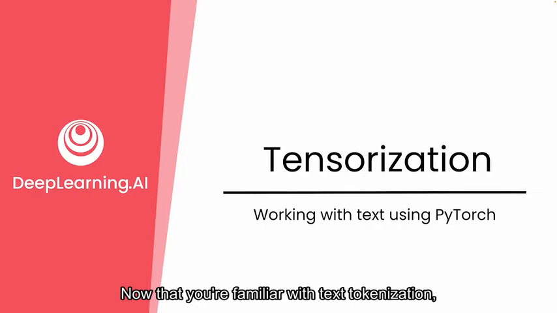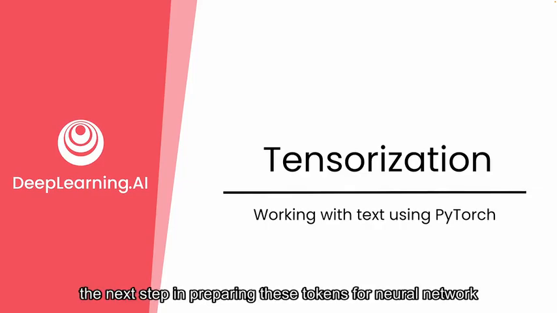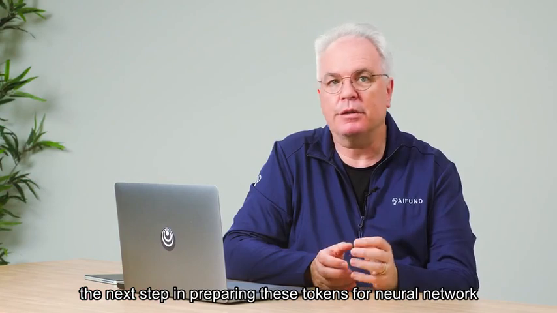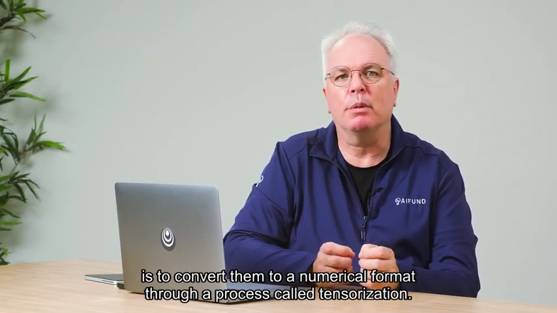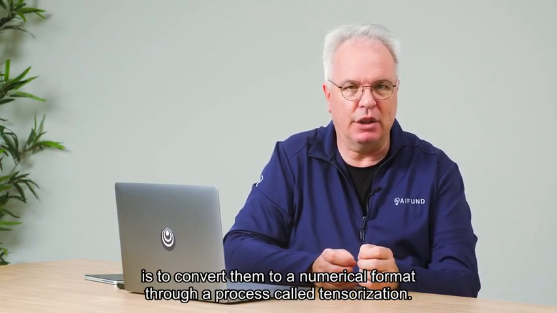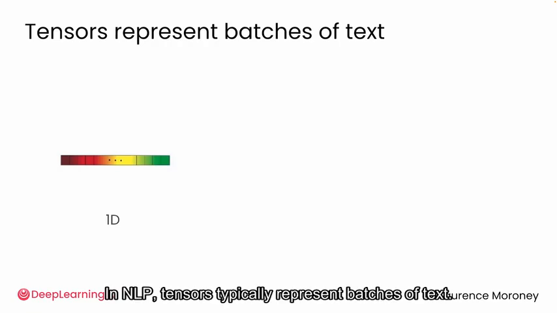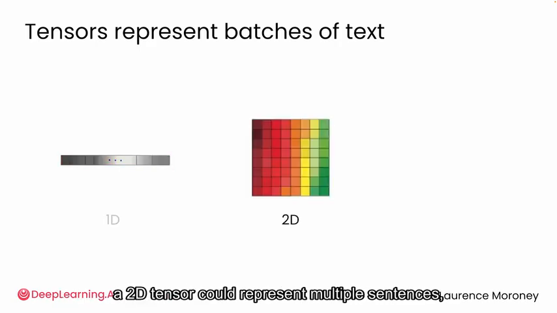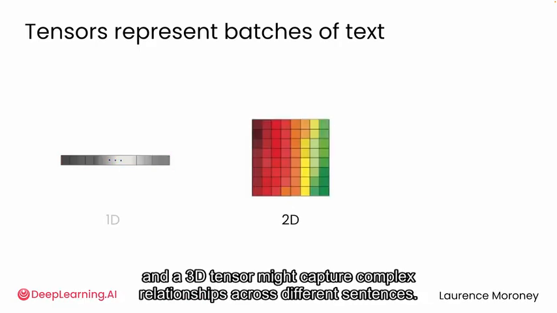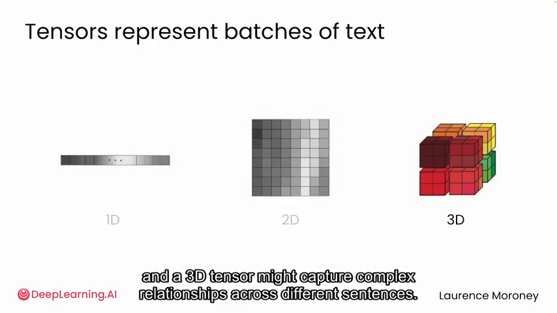Now that you're familiar with text tokenization, the next step in preparing these tokens for a neural network is to convert them to a numerical format through a process called tensorization. In NLP, tensors typically represent batches of text. A 1D tensor might hold a tokenized sequence for one sentence, a 2D tensor could represent multiple sentences, and a 3D tensor might capture complex relationships across different sentences.